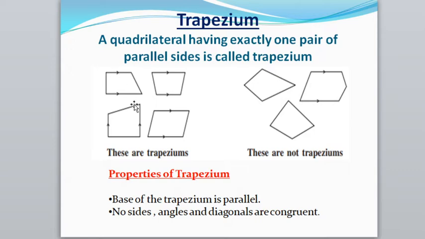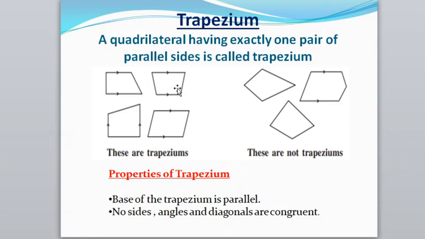Here two types of figures are given. Below the first figure it is written that these are trapezium, and below the second it is given that these are not trapezium. So we will find what the difference is. In the first figure it is a quadrilateral because it has four sides, but we notice that one pair of sides is parallel whereas the other is not. So we can say that it is a trapezium.